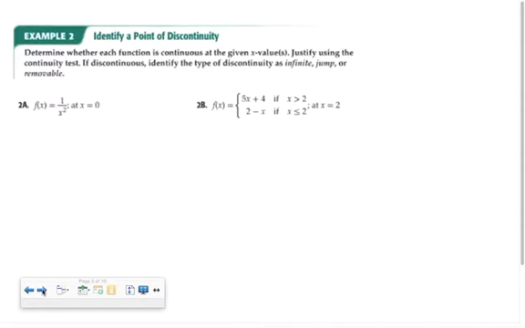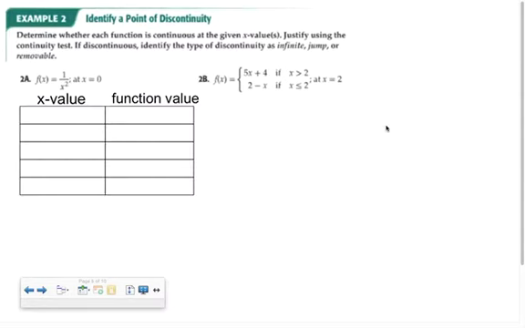Once again, we're determining if a function is continuous at a given x value. We're justifying using the continuity test. This time, if it is discontinuous, they are asking us to identify what kind of discontinuity we have. Now this time I've added a table, and I think this might help make things make sense if the last example of testing for continuity was a little bit strange.